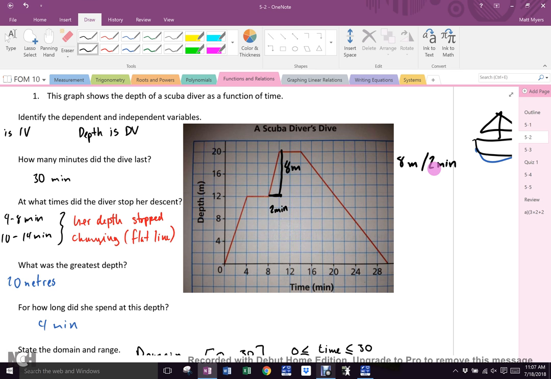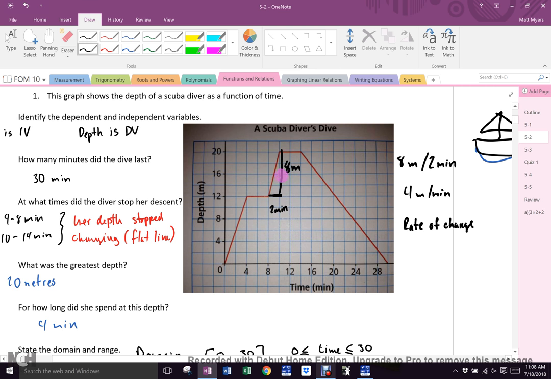100 kilometers per hour. Now, do we give our speeds in 200 kilometers per 2 hours? No, we give them per single units, yes? So how fast was the diver moving here? 4 meters per minute. Everybody understand? That is what is called the rate of change. Now, speed is the easiest rate of change to talk to you about because you all understand kilometers per hour. But every graph gives you the rate of change.